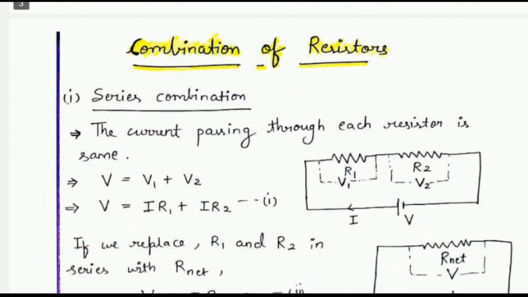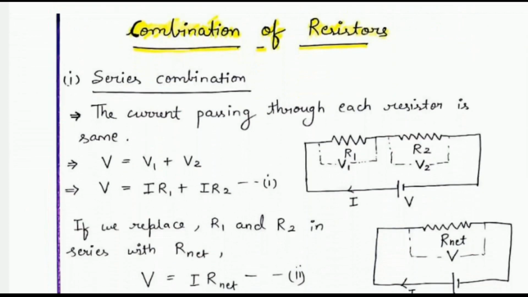Now let us come to combination of resistors. This topic also you have read in your class 10th, that is series combination and parallel combination. You must have solved many questions related to that also. Let us revise a bit. In case of series combination, the current that flows through each resistor remains the same. But the potential difference across R1 plus the potential difference across R2 is the net potential difference, that is V. This is what you have to remember here.